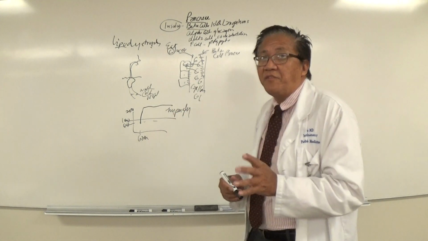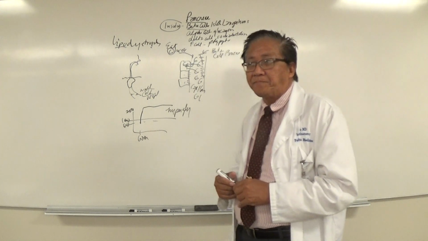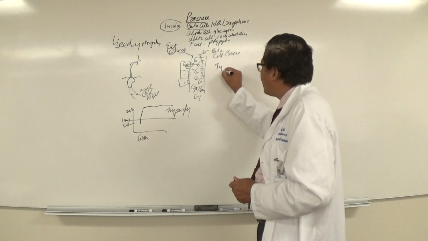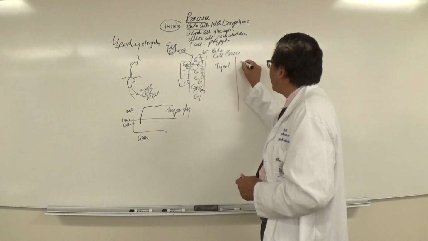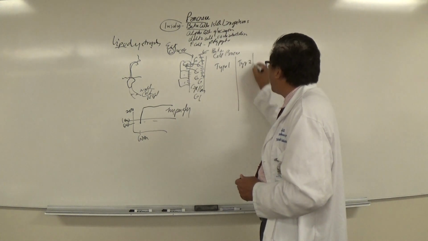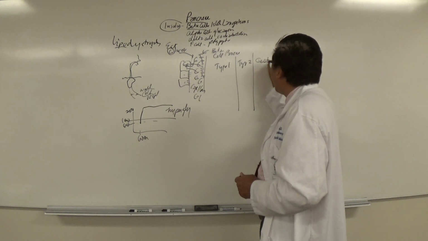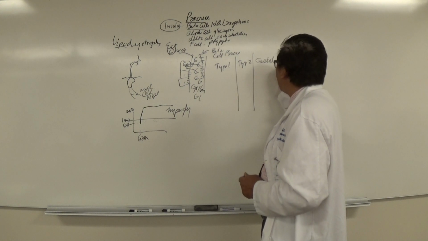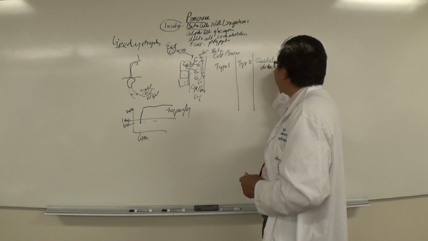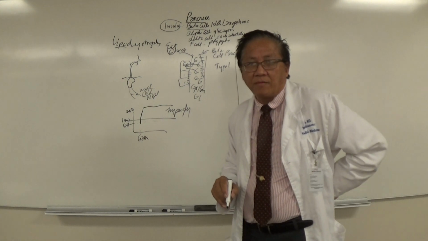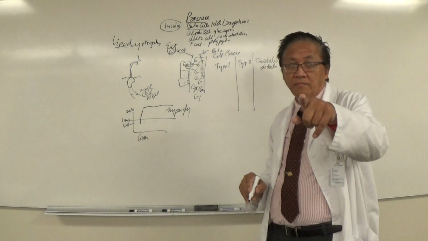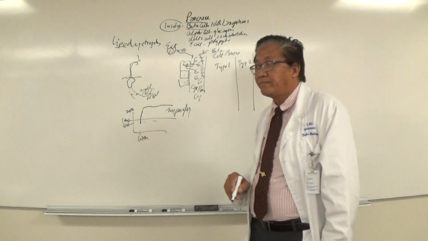Okay. Now let's deal with the different types of diabetes mellitus, right? Okay. You have type 1, type 2, and what's the third one? What's the third one? Okay. Type 1, remember. Are we still good? Good, okay. Type 1.